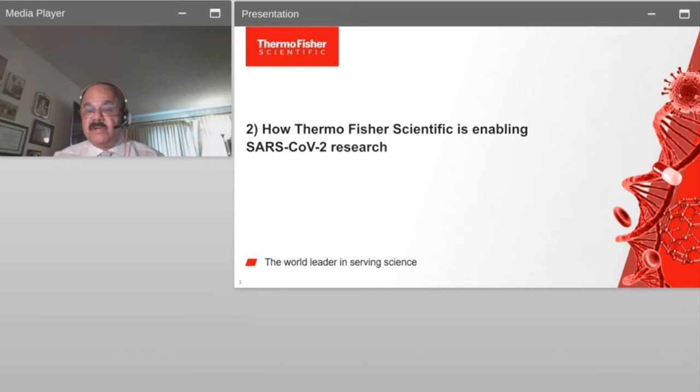We have the Ion Torrent platforms that are used for NGS extensively. We have the Sanger sequencing formats that have been around for a couple of decades, still being used. And then we have the microarray platforms for doing research on SARS-CoV-2 and other diseases.